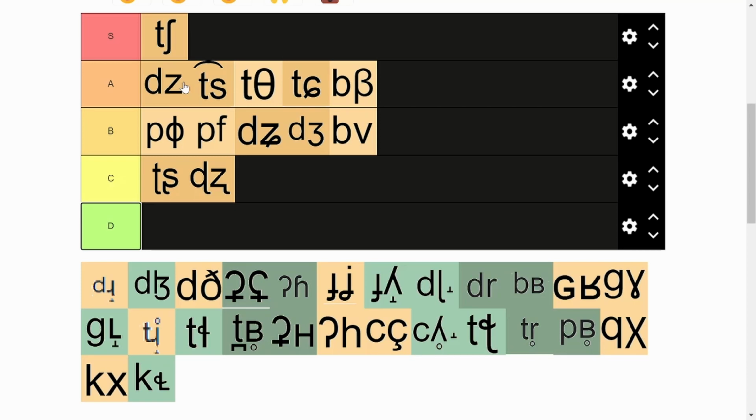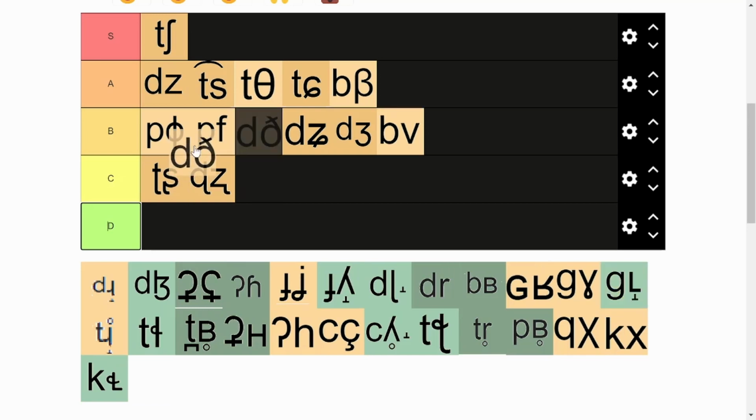I don't like this one that much. Voicing is weird because sometimes it sounds better, sometimes it doesn't. The voiceless one is probably a little bit better in my mind. I would put it like high B, or maybe below P, somewhere around the P area. Yeah, let's put it there. I like that.